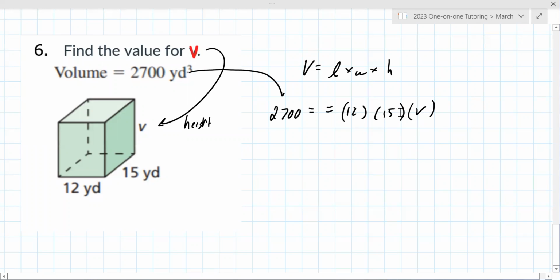Couple ways to do it. You can multiply 12 times 15 and then divide. You can divide by 12 and then divide by 15. Totally up to you. This one does work out nicely, I believe. So let me go ahead and calculate that for us, please.